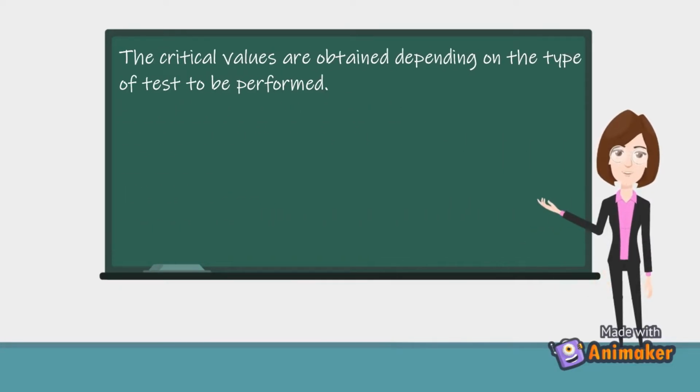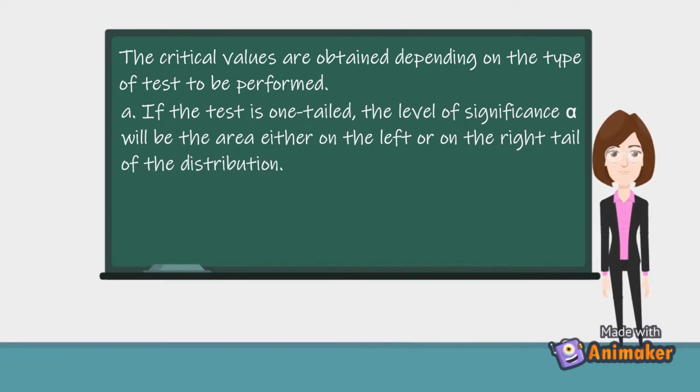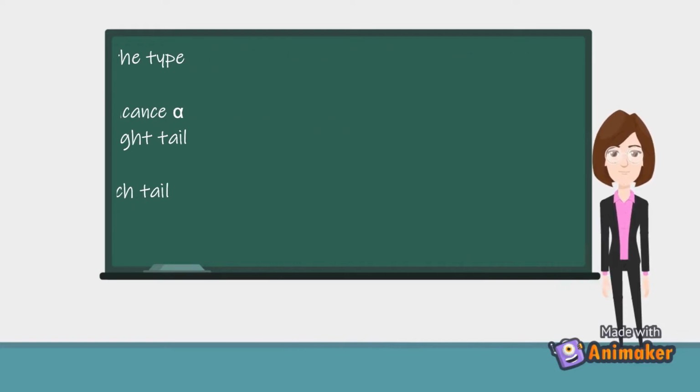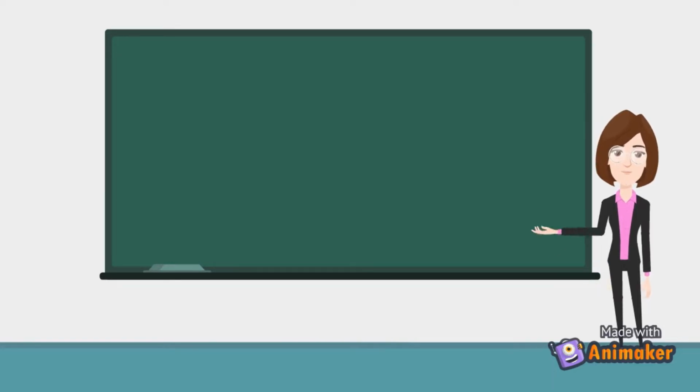The critical values are obtained depending on the type of test to be performed. If the test is one-tailed, the level of significance alpha will be the area either on the left or on the right tail of the distribution. If the test is two-tailed, the area on each tail of the distribution will be alpha divided by 2. The critical value is the value of the test statistic that separates the rejection and non-rejection regions.